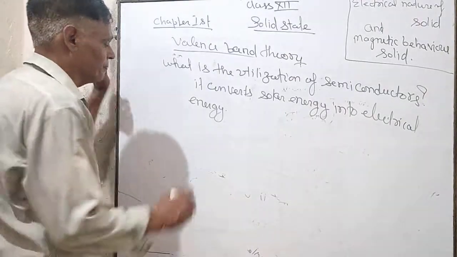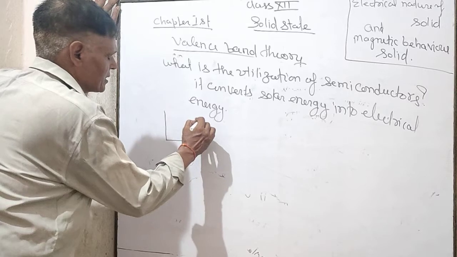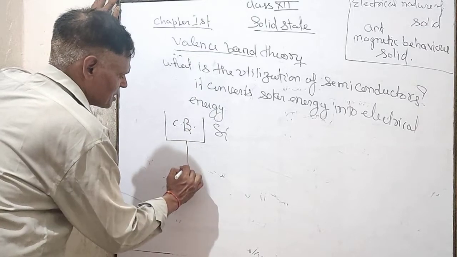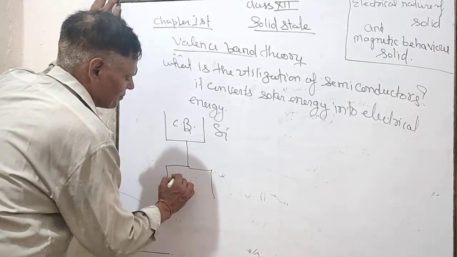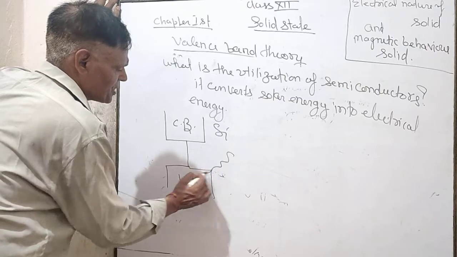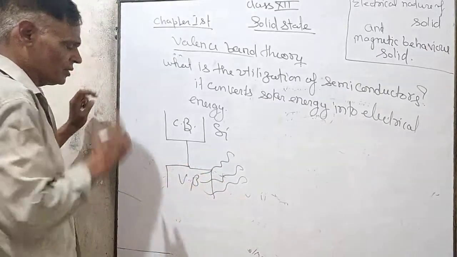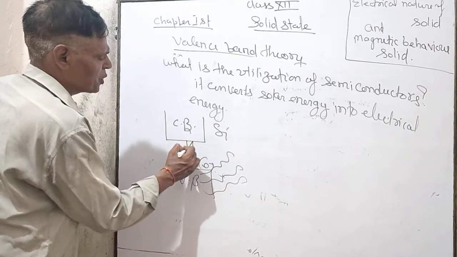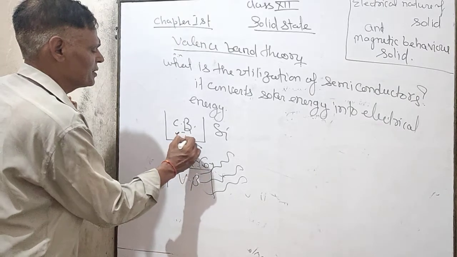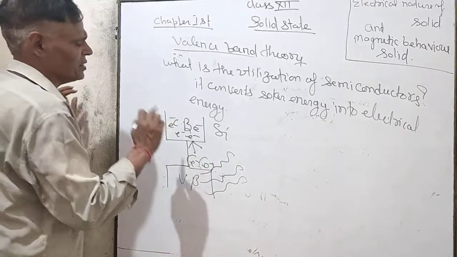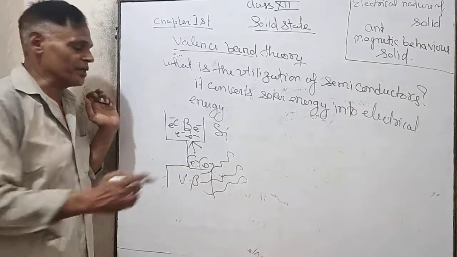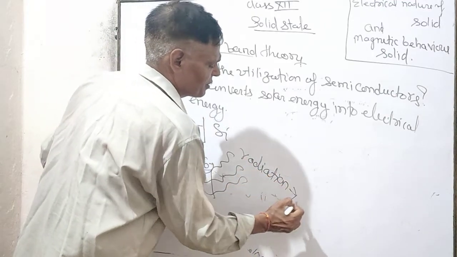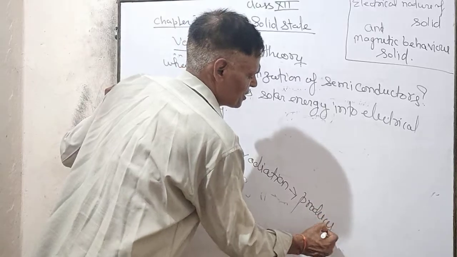What happens actually? See, here this is your conduction band. In semiconductors, suppose I am talking about silicon, this is the energy barrier, and here is the valence band. When solar radiation falls on it, the electrons in the valence band are promoted to the conduction band, and ultimately current starts flowing. Radiation produces current.